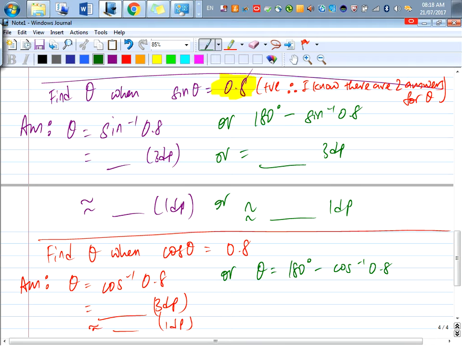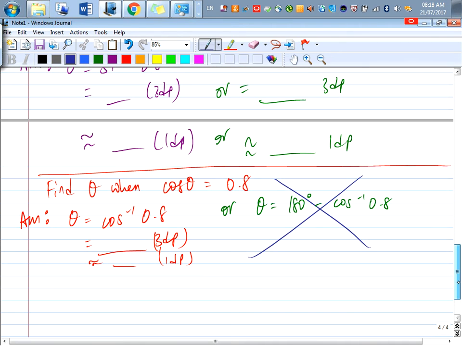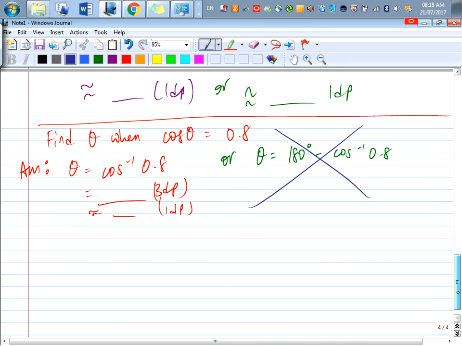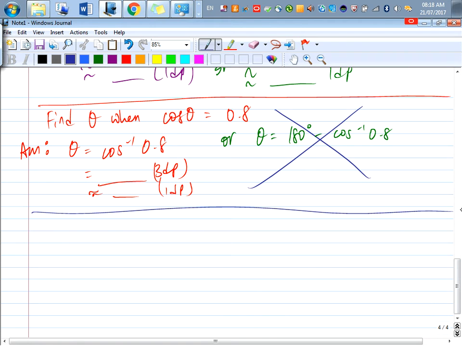Don't need. If you do it, it is wrong. It's not a matter of whether you need to or not. If you do it, it is wrong. Okay? No such thing for cosine. So cosine positive, you only get one answer. Cosine negative, you still get only one answer. Okay? So know the difference, how you handle them. What about tangent? Same, only one answer.